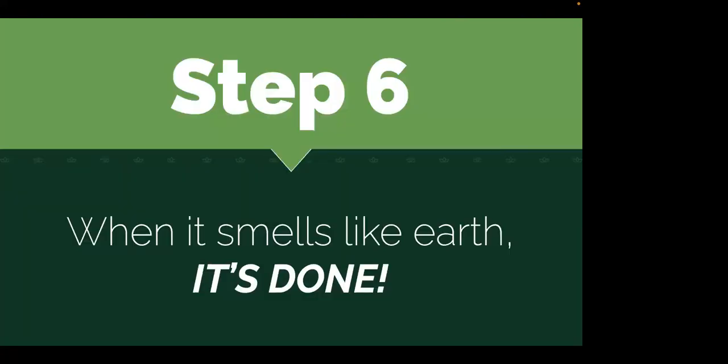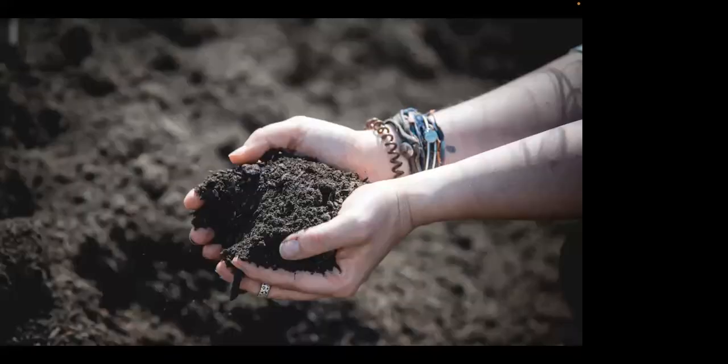Step 6, how do you know when it's done? It just smells like earth. So you put some in a container as a sample, put it inside for the day, come back. Does it smell like earth? It's done. If it smells a little foul, it needs to keep composting. It's that simple. And then you get some finished product that looks something like this.